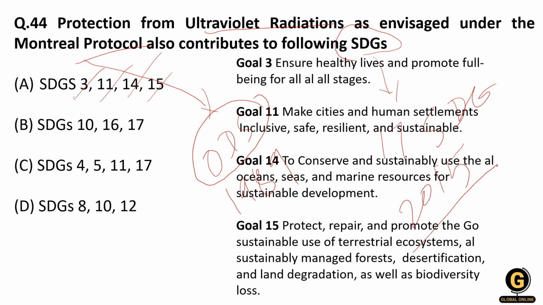So what are these goals? You can see here. Goal number 3, ensure healthy lives and promote well-being for all at all stages. Goal 11, make cities and human settlements inclusive, safe, resilient and sustainable. Then goal 14 and 15. So you have to remember goal 3, 11, 14 and 15. SDG goal 3, 11, 14 and 15 also serve the purpose of the Montreal Protocol.